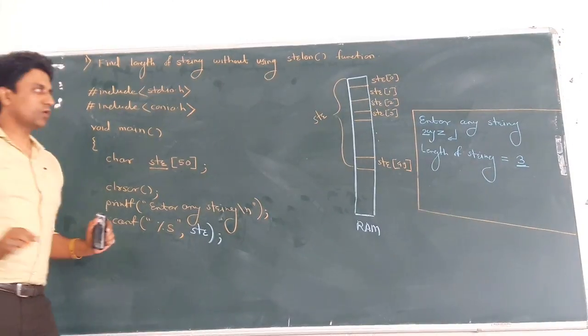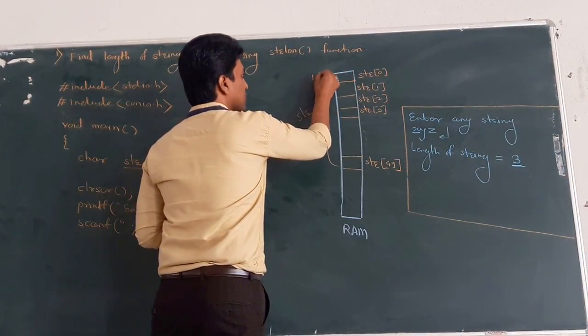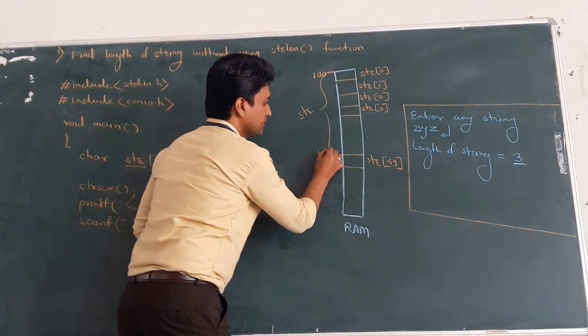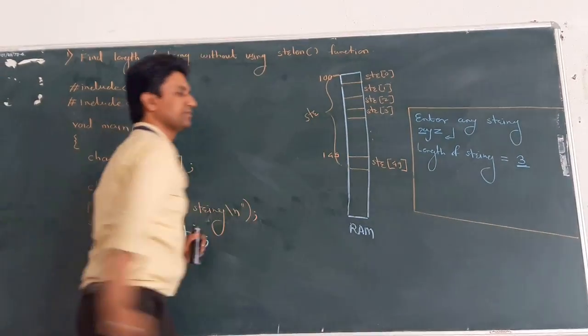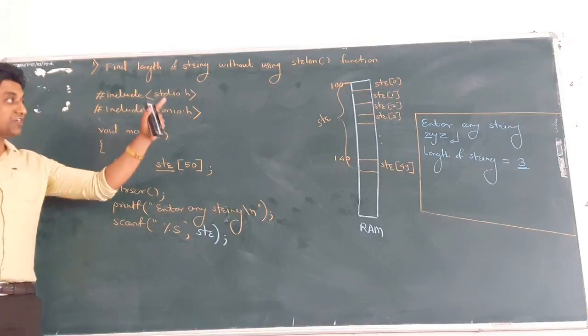Understood the meaning? Okay. Each and every location has an address. Suppose this base address starts from 100. So the last address is 149. Total 50 bytes are reserved for this string.